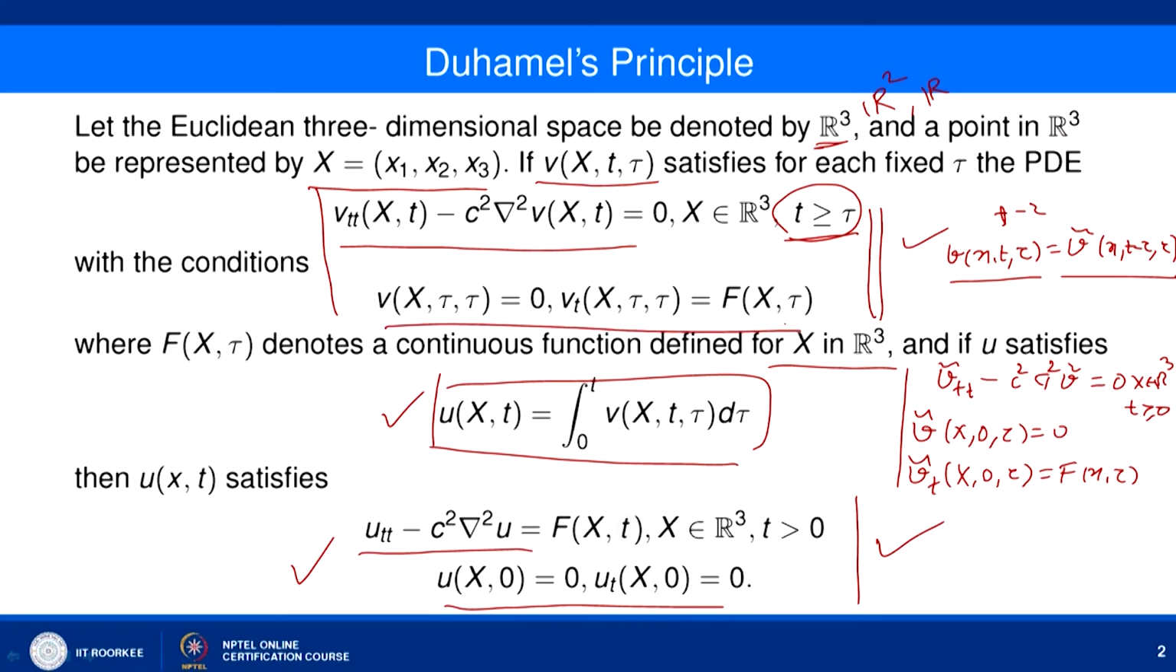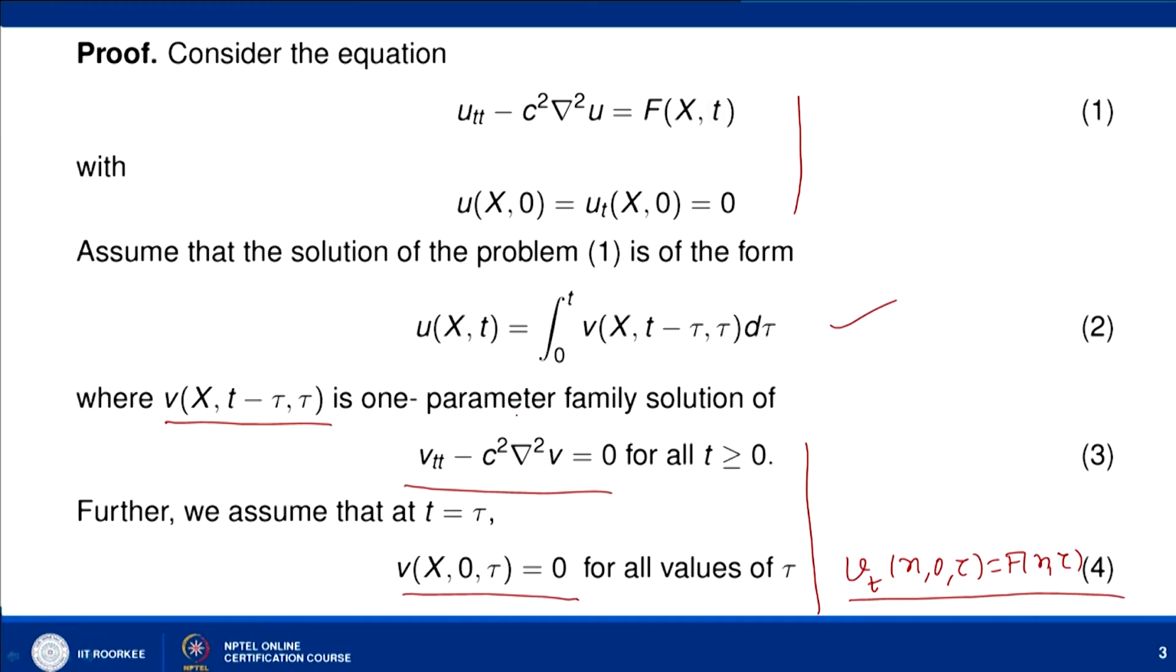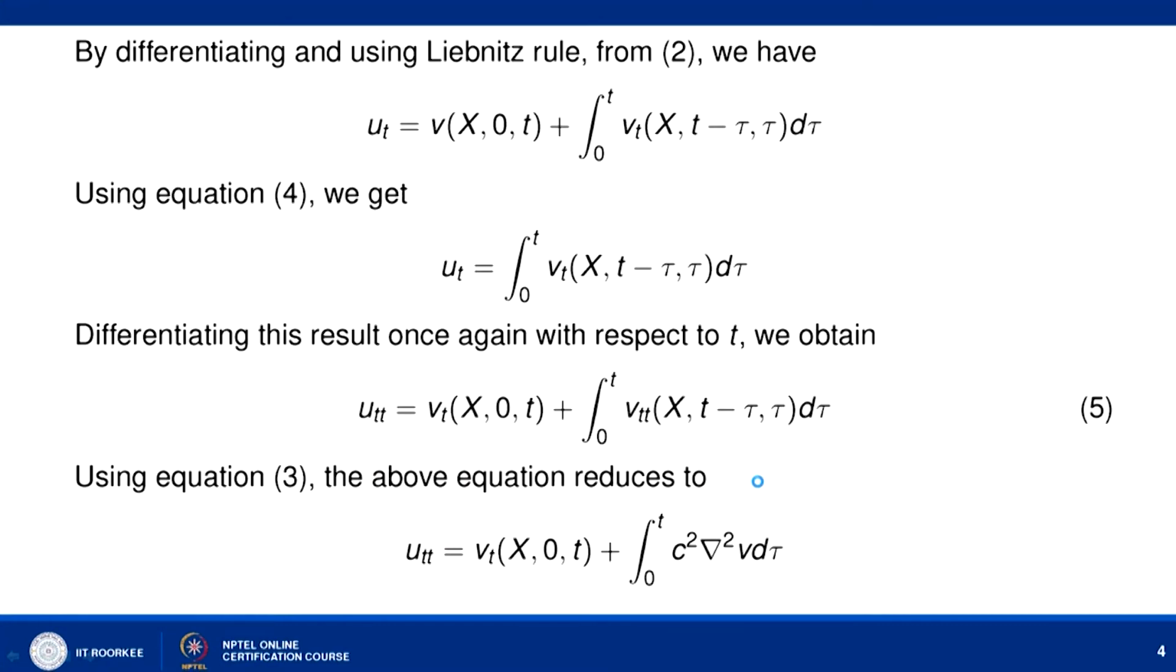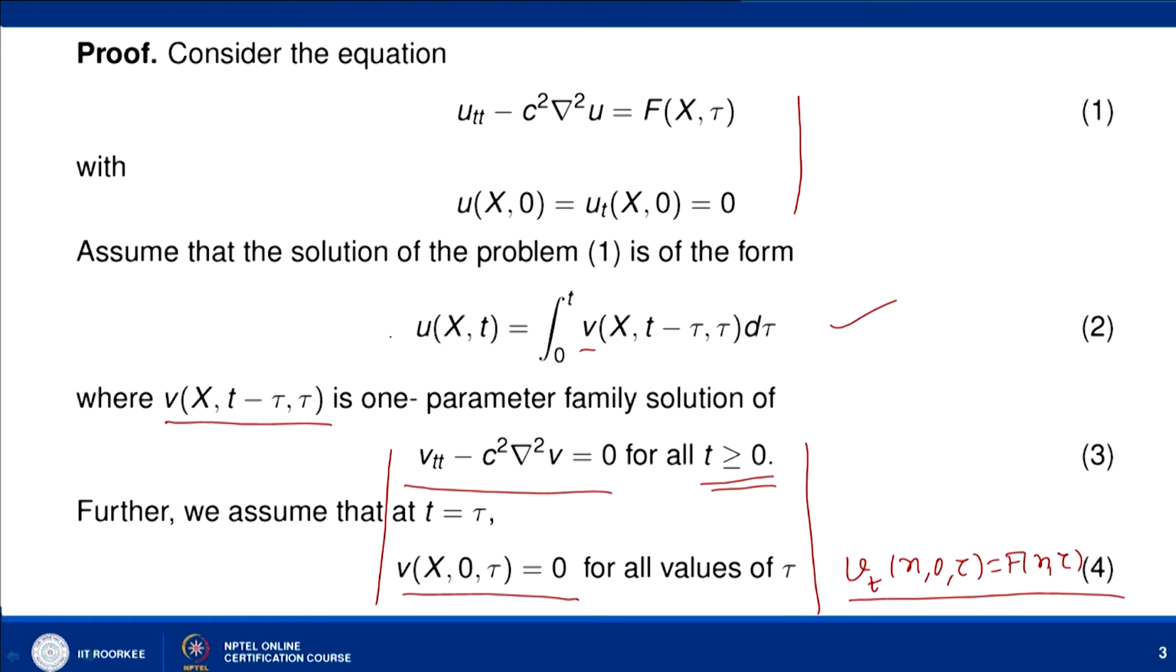But if we take u(x,t) as the integral from 0 to t of V(x, t minus tau, tau) d tau, then in this case V(x, t minus tau, tau) is a solution of this equation, and it is defined for t greater than or equal to 0. So now let us verify this. Here we have u.